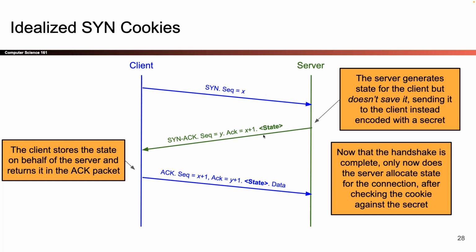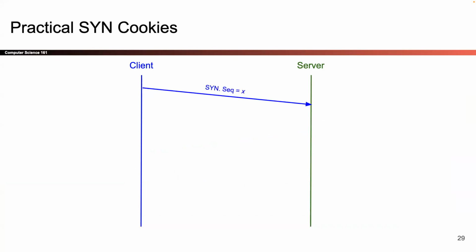That's going to break all of TCP. So where do I put this new state? I have all this stuff I want to remember. Where does it go? So here's what people actually do.